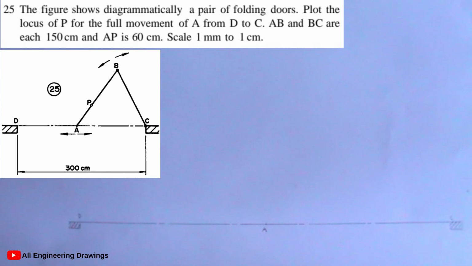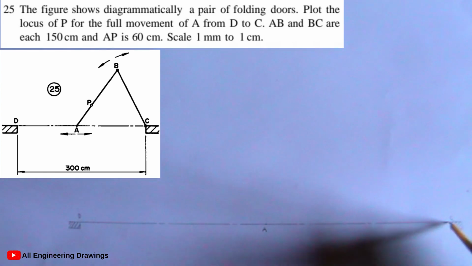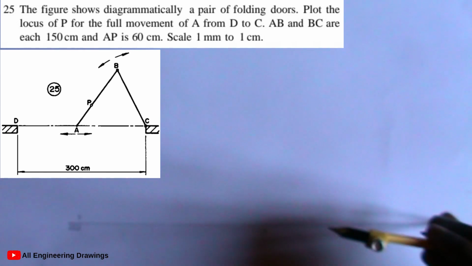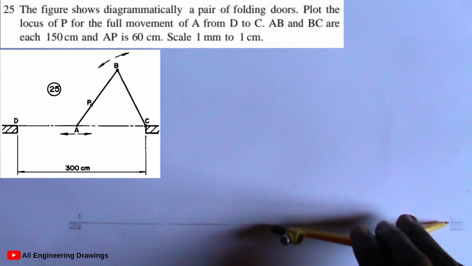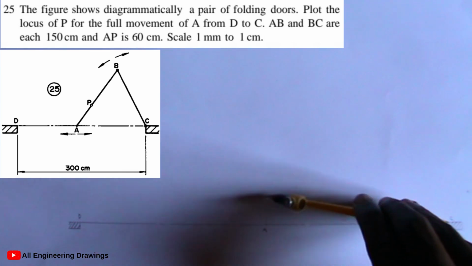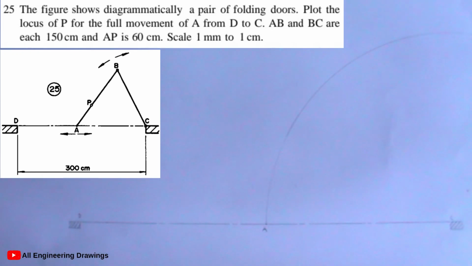Next, I will place my compass on point C. Then I will adjust the compass in such a way that the pencil is on point A. Remember, point A to point C is 150 millimeter. Then I will cut an arc this way. The reason why I'm cutting an arc of 150 millimeter is because the question indicated that AB is 150 millimeter.